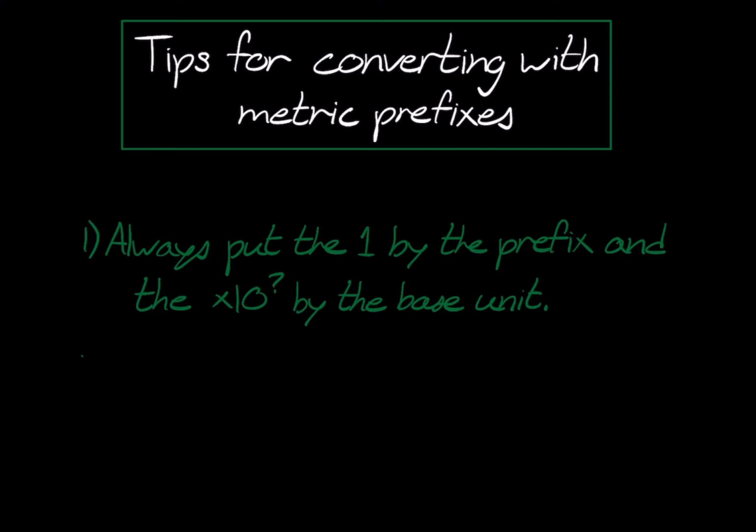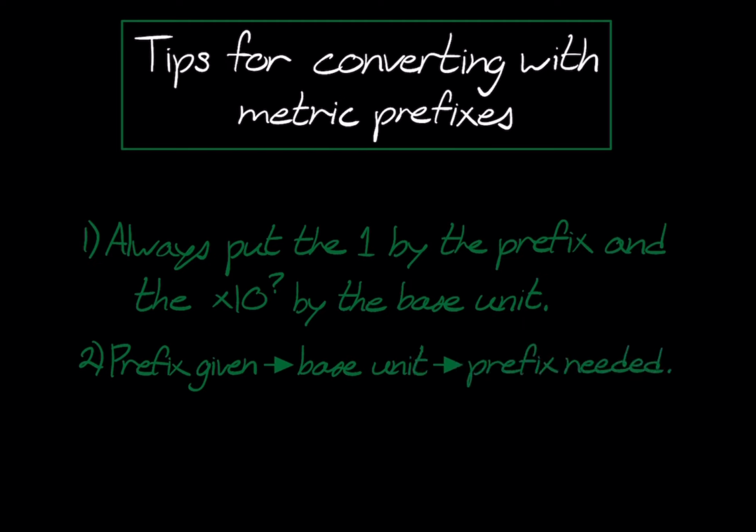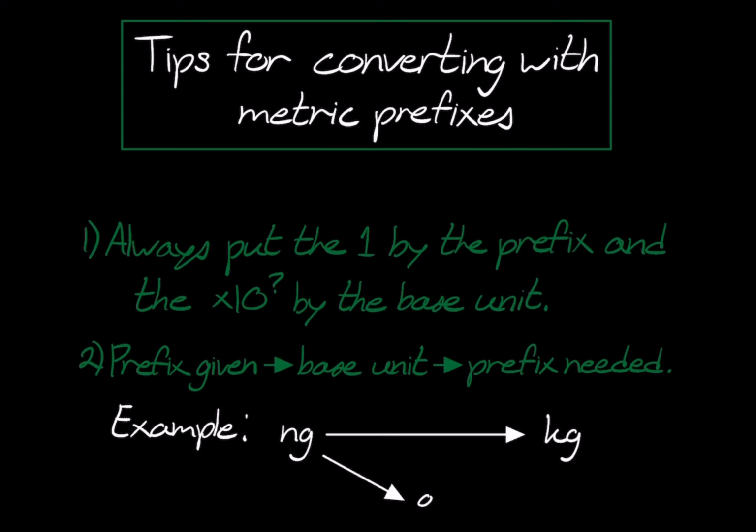And tip number 2 is to go from whatever prefix you have to the base unit, then to whatever other prefix you need to get to. For example, if you need to go from nanograms to kilograms, first go from nanograms to grams, then from grams to kilograms, so that you don't make any mistakes.